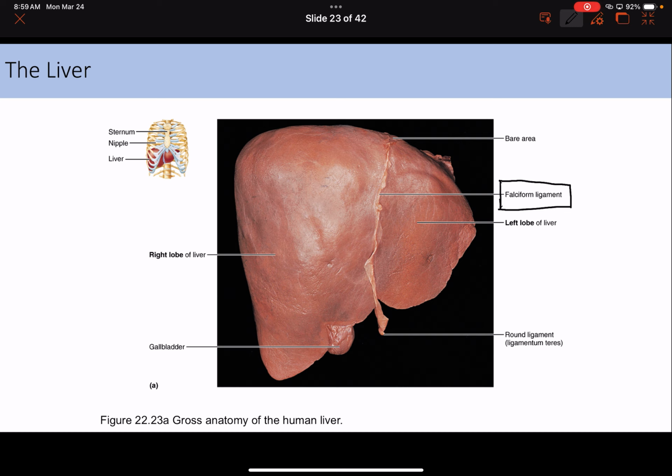And then it leads down to, we did describe this last time, what's called the round ligament. The round ligament is a remnant of the umbilical cord, and the round ligament is actually considered a mesentery because it did hold vessels from the placenta to the liver through the umbilical cord. And so during the dissection, we're going to cut the umbilical cord, and what's left on the liver is going to be that round ligament.